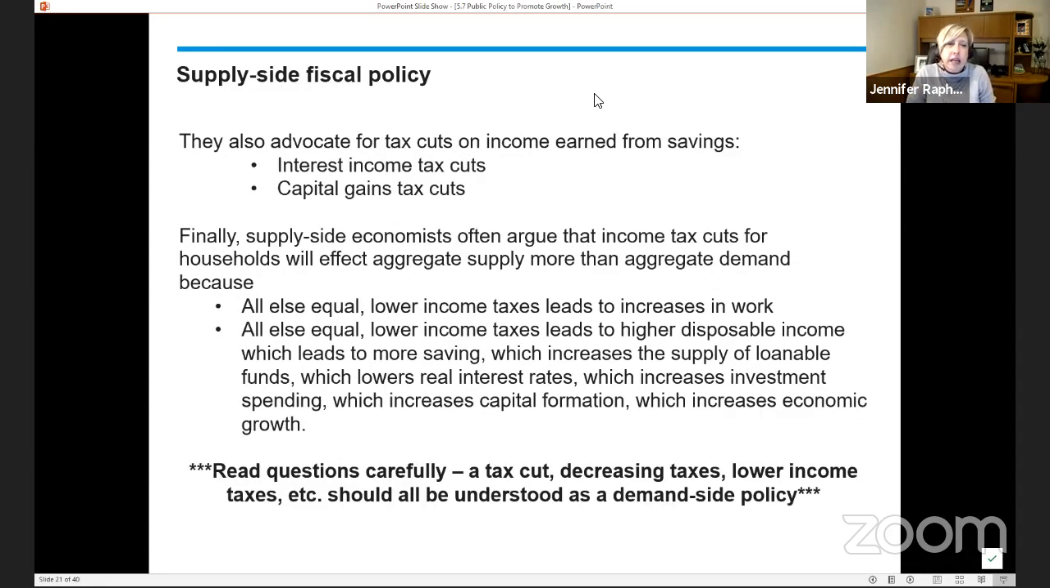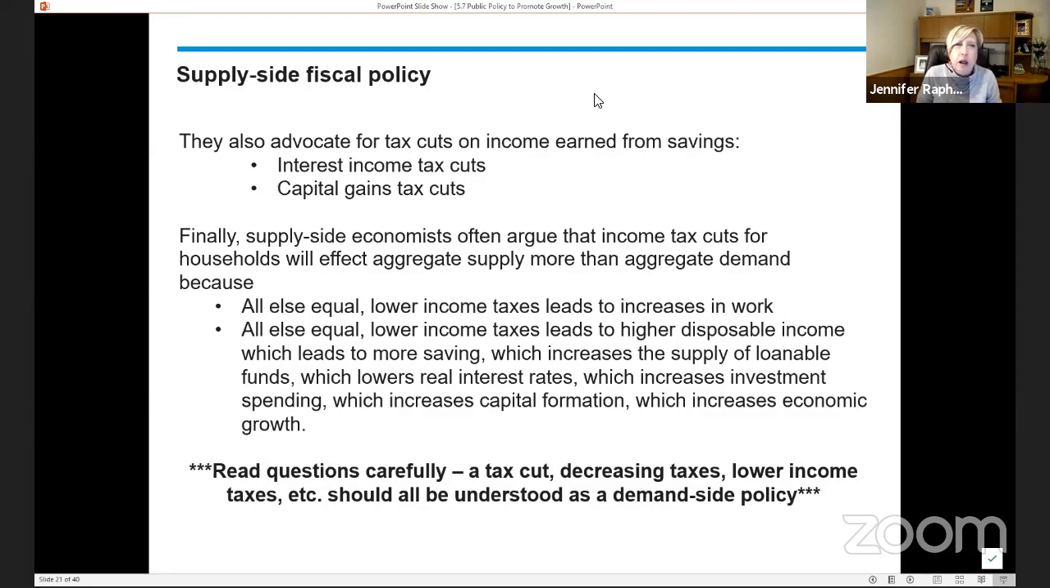Okay, so finally, supply side economists also advocate for tax cuts on income earned from savings. And this is probably the most important thing to know for AP Macro: remember that since savings provides the supply of loanable funds, anything that increases people's willingness to save money is going to increase the supply of loanable funds, which is going to bring down real interest rates. Okay, so interest income tax cuts, when you read that, you should think, oh, how is that going to affect the behavior of savers? And then how is that going to affect the supply of loanable funds?